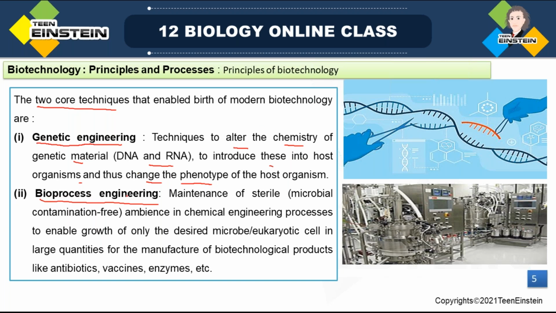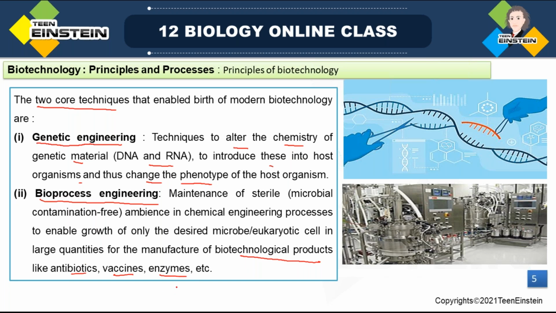Okay. Next is bioprocess engineering. Bioprocess engineering means maintenance of sterile ambience in chemical engineering processes to enable growth of only one desired microbe or eukaryotic cell in large quantities for the manufacture of biotechnological products like antibiotics, vaccines, enzymes and all.